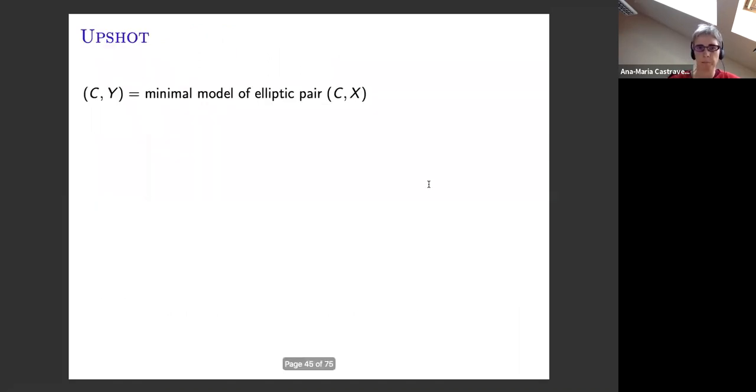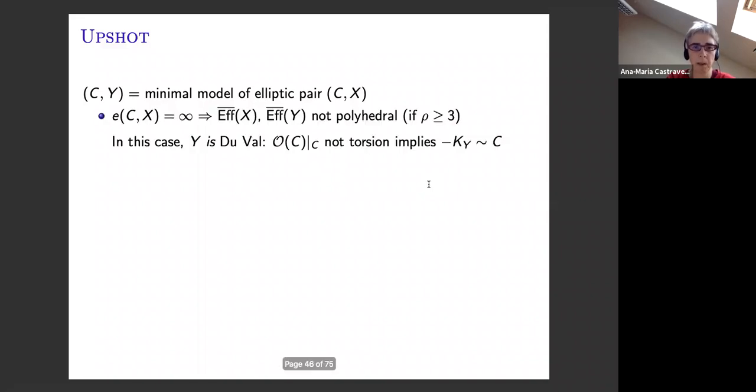Okay, so what is the upshot? For any elliptic pair, we can consider its minimal model. And so there are 2 cases. If the order of the pair is infinite, then the effective cone of X and that of Y is not polyhedral because the order is infinite on both, again if the Picard number is at least 3. And in this case, it does happen that Y actually has Du Val singularities, as we are assuming that C restricted to C is not torsion.